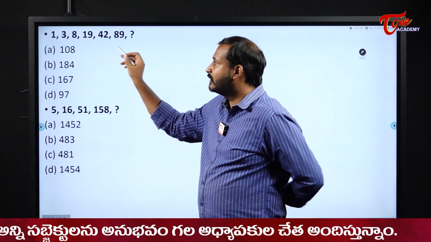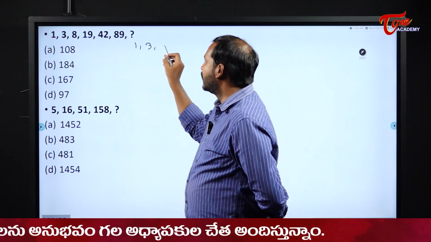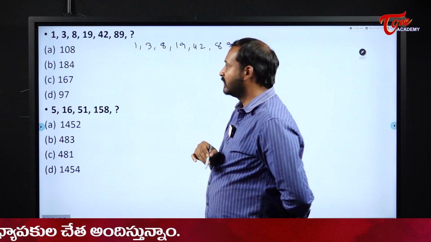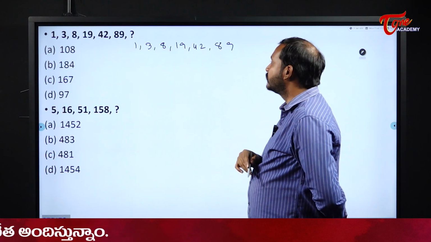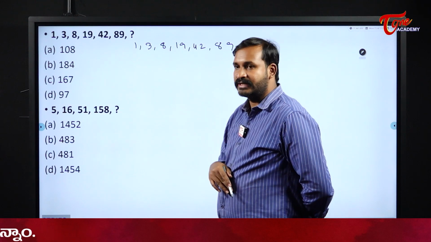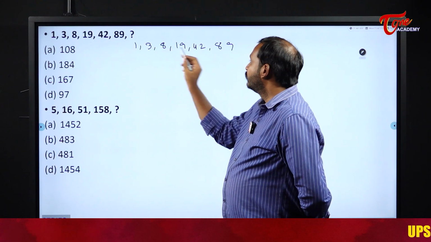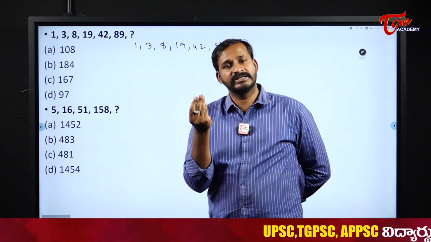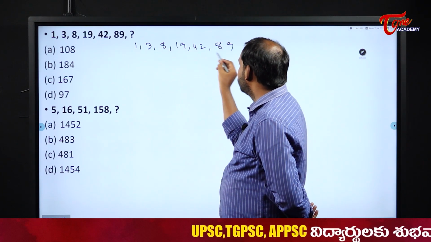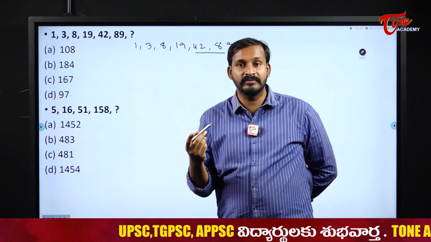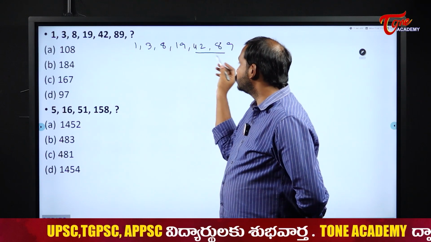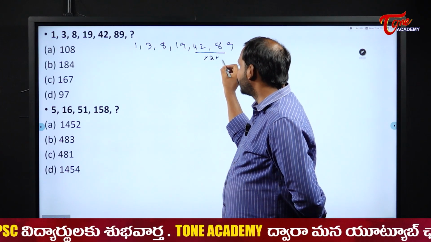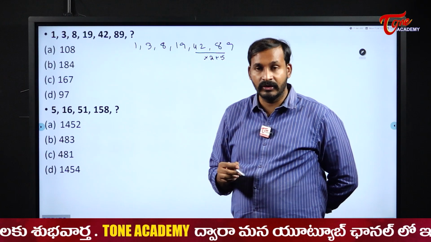Next, see this example: 1, 3, 8, 19, 42, 89. They have given us these numbers. Now, when you observe these numbers, as I have already told you, when you see the starting numbers, the difference or multiplication both may be the same. But when you see this one, 42 to 89, it is more than 2 times, right? So 42 twos are 84. So that means times 2 plus 5. Okay, multiplied by 2 and added with 5.